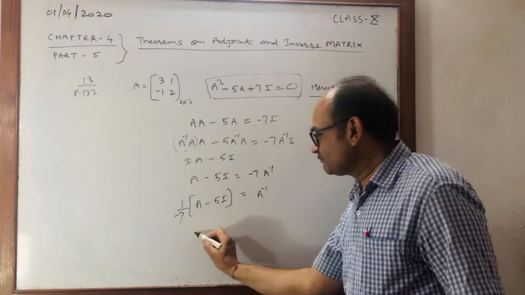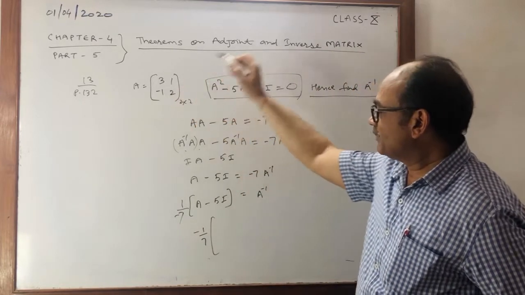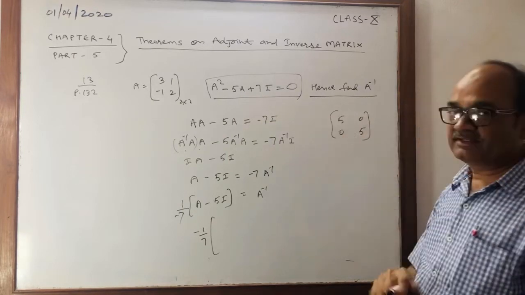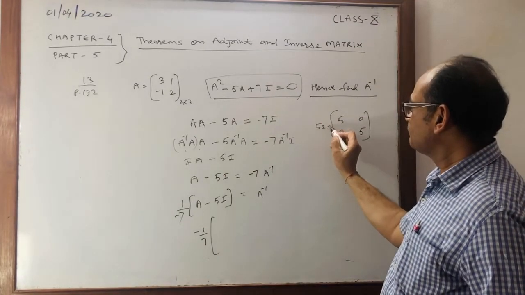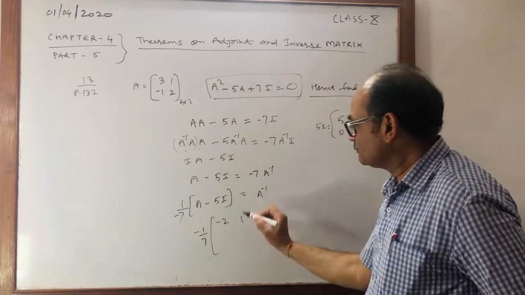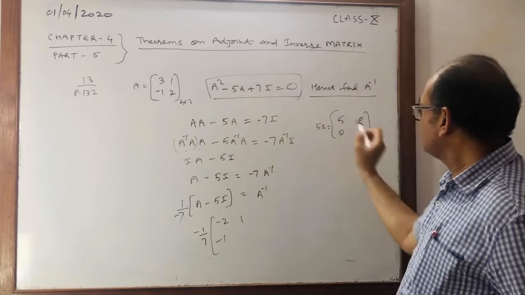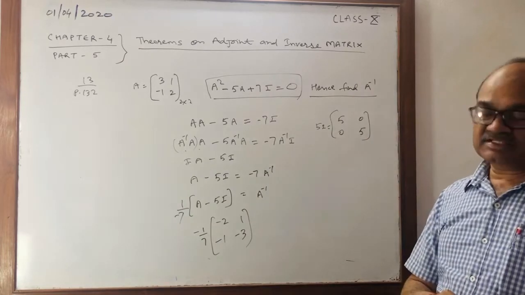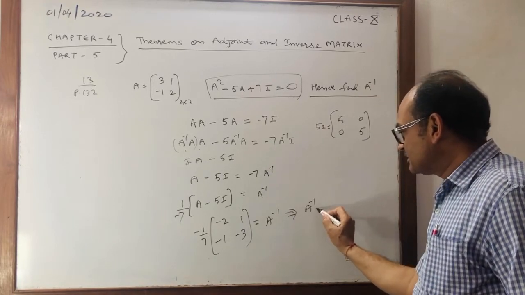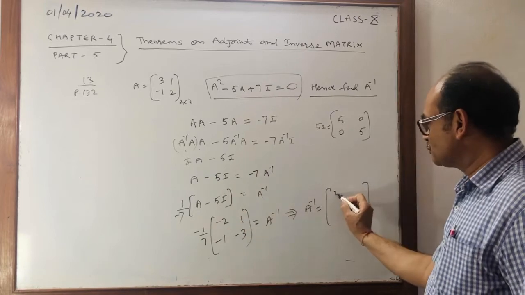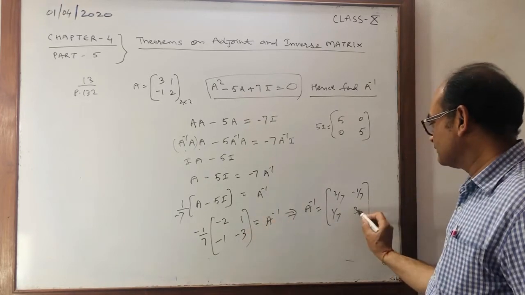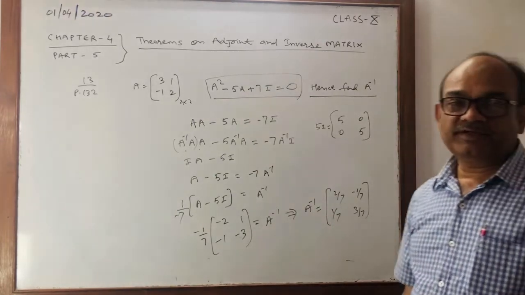How do we calculate A minus 5I? Very simple thing. A and minus 5I. So what is 5I? This is 5I. Now what do we want? We want A minus 5I. So 3 minus 5, 1 minus 0, minus 1 minus 0, and 2 minus 5. A minus 5I divided by minus 7 is A inverse. It means the final answer: A inverse equals 2 by 7, minus 1 by 7, 1 by 7 and 3 by 7 is the answer for A inverse.